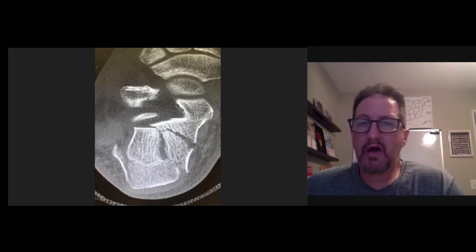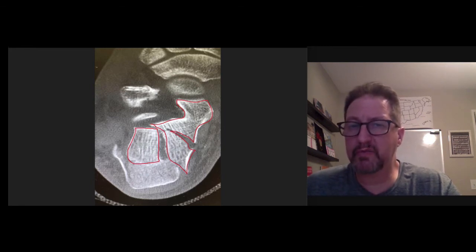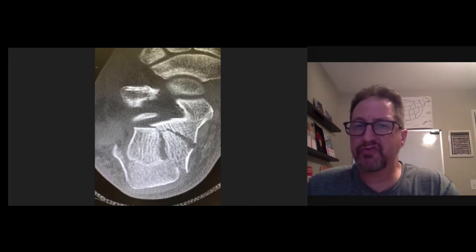So in this case, this looks like it has 3 pieces, but I'm going to show you that this actually just has 2 pieces. So there's 1, and then this is all the second piece. Okay, now that piece in between the 2 that looks like it might be its own 3rd piece, that's actually a piece of the body that just broke in addition to the sustentacular piece. So if that's the case, let's get rid of these. We have 2 fragments. That means it's a Sanders 2.